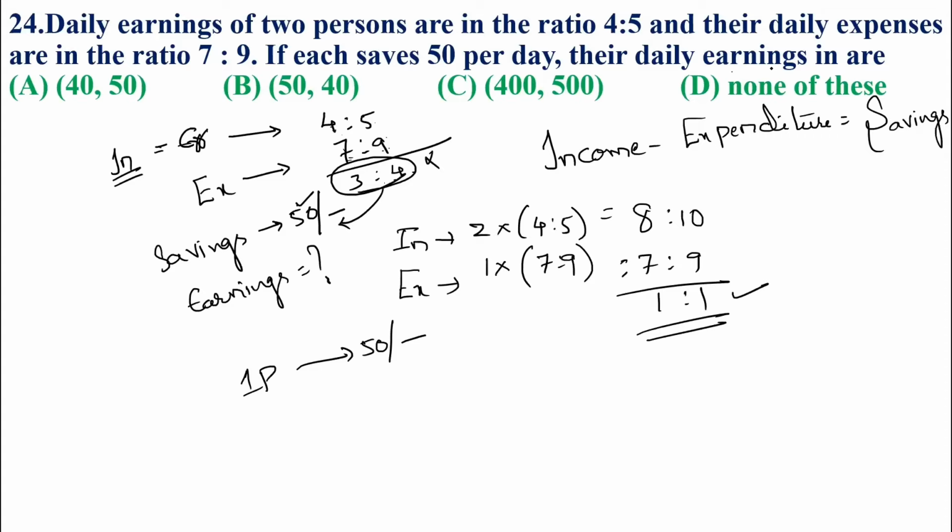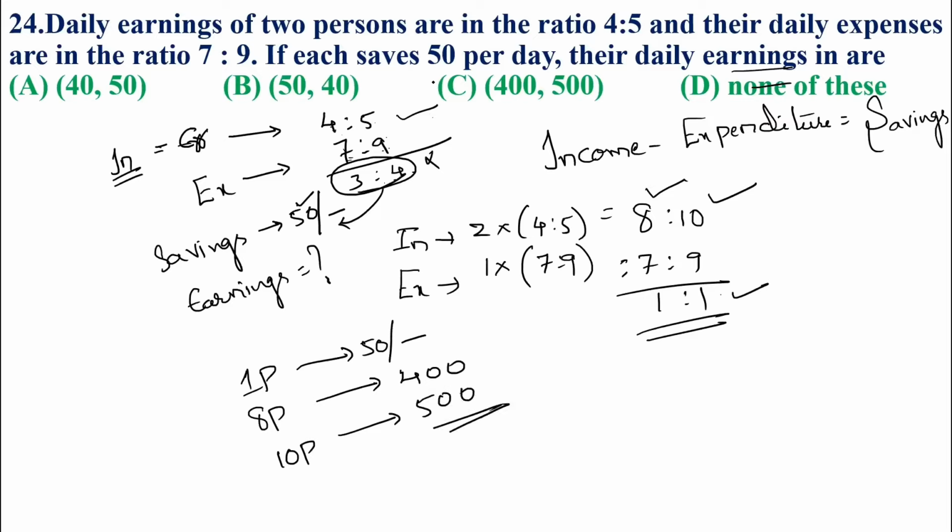What they have asked is daily earning. So we should consider this only, 8 is to 10. We should not consider 4 is to 5 because we have equated 1 part with 50 rupees. So 8 parts is equal to 400, and 10 parts is equal to 500. So the answer is 400, 500, which means option C.